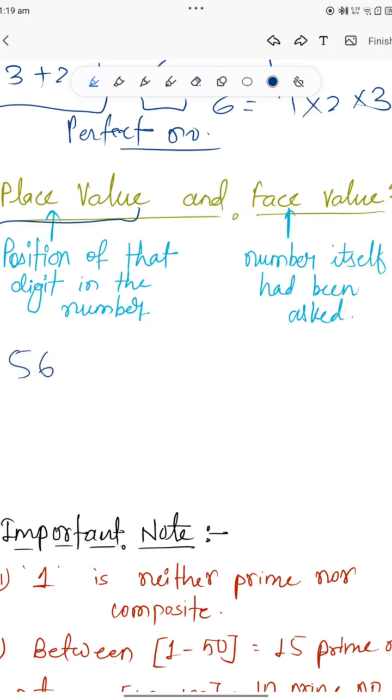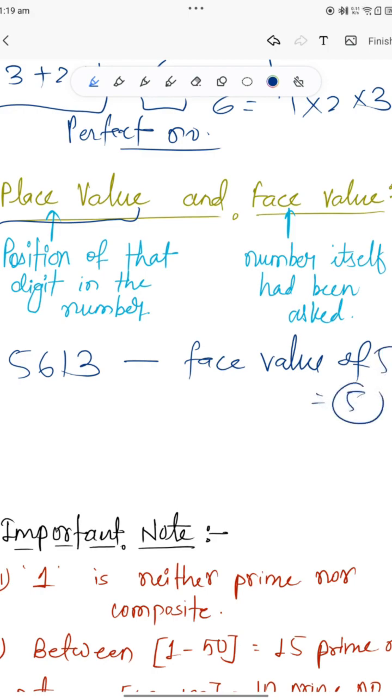For example, I am writing 5613. So for this number, face value of 5 will be 5. The number that is being asked is itself its face value. Face value of 5 is 5, of 6 is 6, of 1 is 1, of 3 is 3.